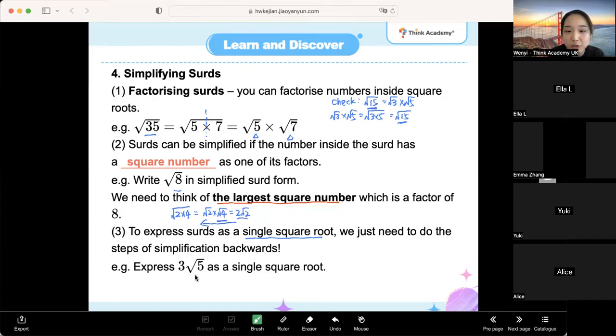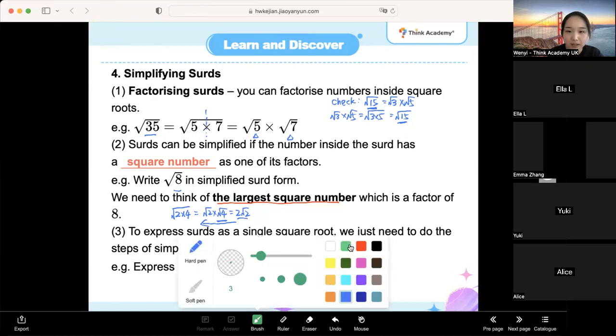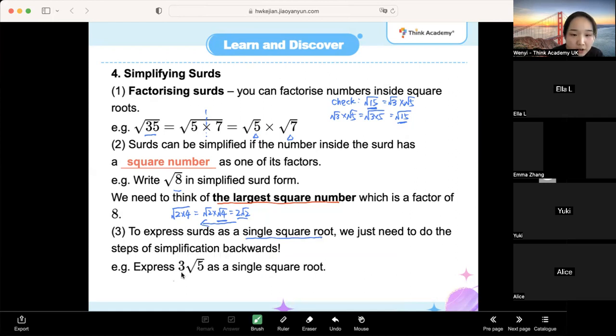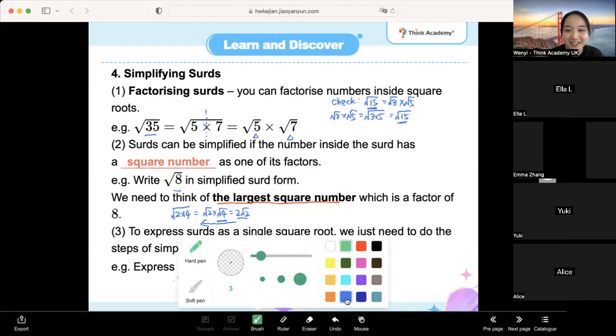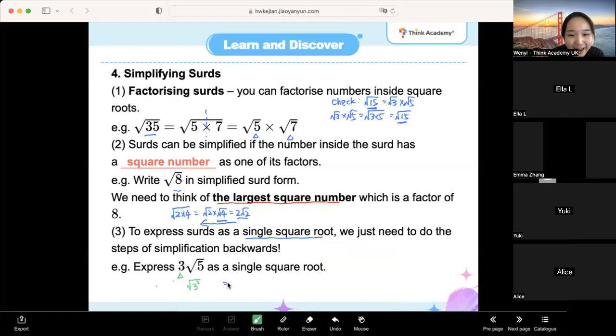Okay, here we have an example. To express 3 root 5 as a single square root, how to do this? We should first start with this rational number 3 and write it as a square term, which is root 3 squared. And also this is root 9. So we can get root 9 times root 5, and multiplying these two surds, we get root 45 as our answer. Okay, excellent job, everyone.